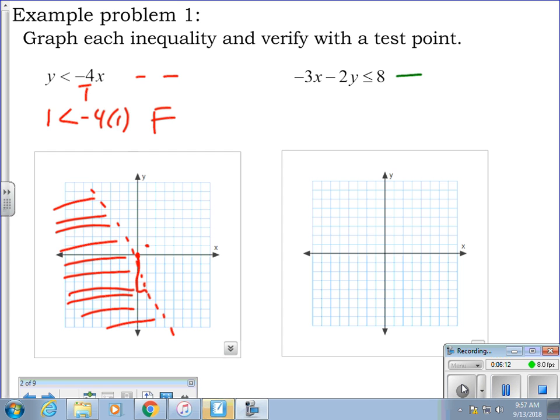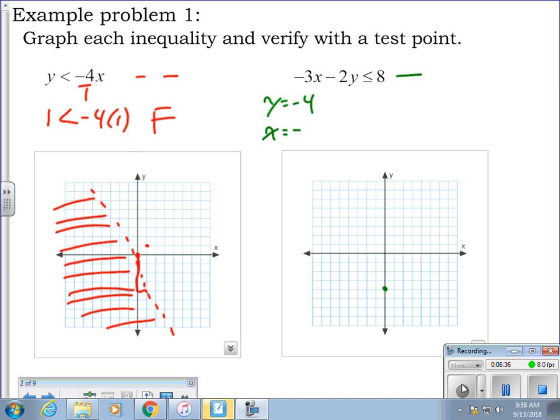Let x be 0. I get 2y equals 8. Divide both sides by -2. Y equals -4. That's my y-intercept. Let y equal 0. -3x equals 8. X equals -8 thirds.